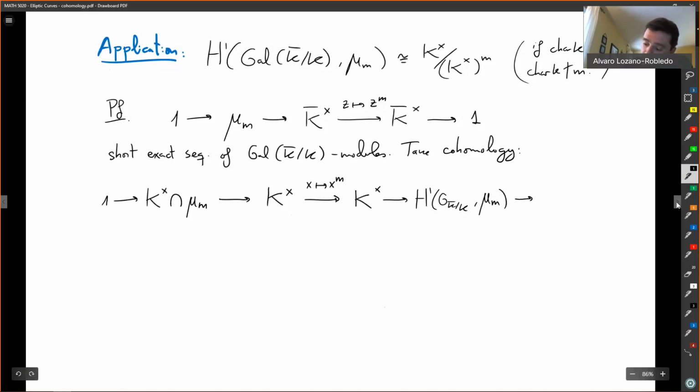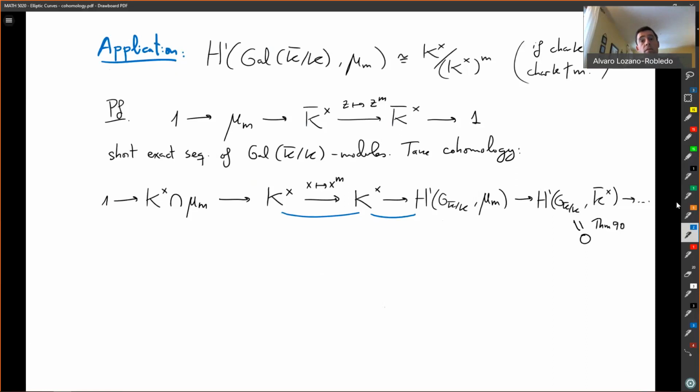And it will go into the H1 of the Galois group of k bar cross, and it will keep going, okay? But we're not going to need to go any farther because by Hilbert's theorem 90, this is 0. Okay, so this is by Hilbert 90. That is 0. And we know that it's exact, so I know that the image in here is the kernel of this one.